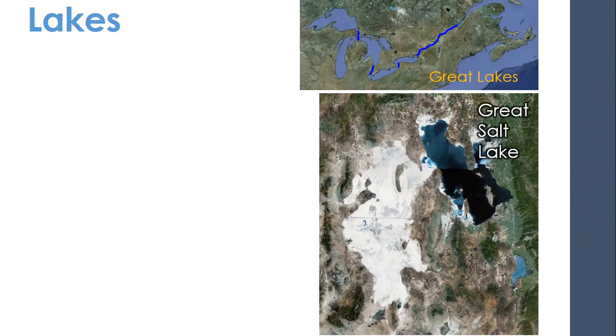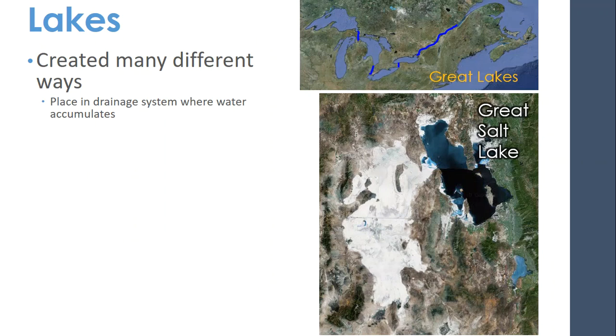Next, we're going to talk about lakes. Lakes are created in many different ways, but they are a place in a drainage system where basically water accumulates, right? They are some type of depression, like a bowl, so if water is flowing into it, it's going to accumulate. Most of them are drained by rivers.